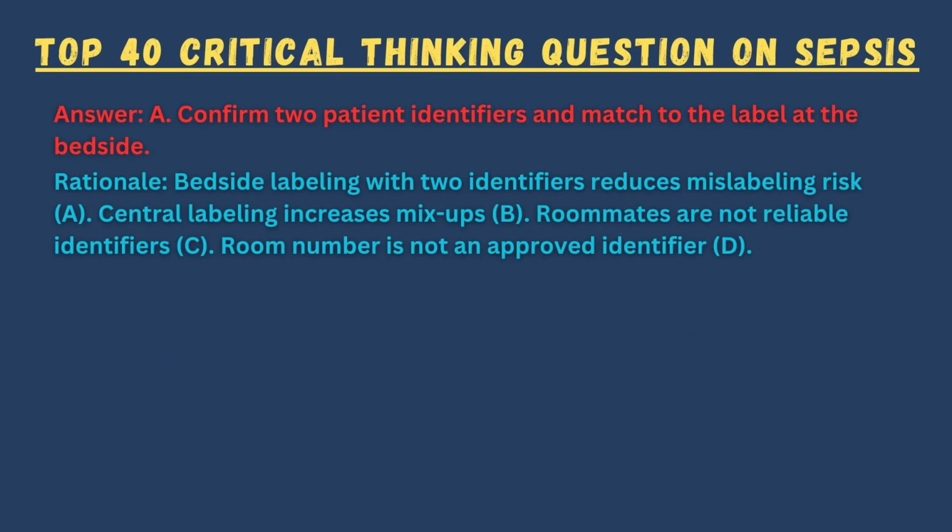Answer. A. Confirm 2 patient identifiers and match to the label at the bedside. Rationale. Bedside labeling with 2 identifiers reduces mislabeling risk. A. Central labeling increases mix-ups. B. Roommates are not reliable identifiers. C. Room number is not an approved identifier.